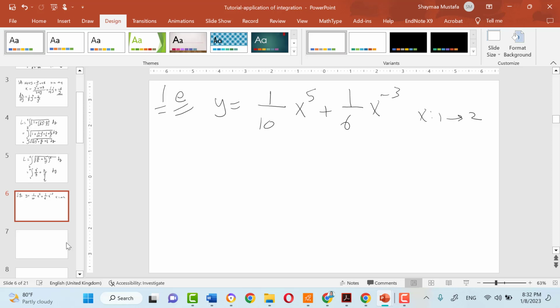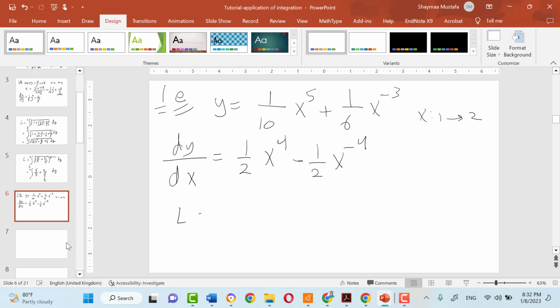So now we need to find arc length. You need to find dy over dx by same method. dy over dx is equal to 1 over 2x to the power 4 minus 3 over 6 is minus 1 over 2x to the power minus 4.